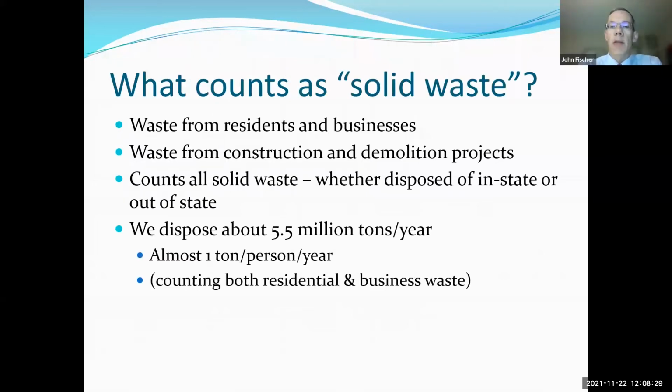So when we talk about solid waste in Massachusetts, what do we mean? There are a couple of things that fall into this category. First, all of the waste that we generate in our homes and businesses on a regular, ongoing basis, so everything that we throw out as trash over the course of the year, and also waste from construction and demolition projects. When we gather our solid waste data, we're counting all of the solid waste that we generate, whether it's disposed of in-state or out-of-state. That amounts to about 5.5 million tons a year of trash, counting everything from all of our residents, businesses, and institutions. It comes out to a little bit under 1 ton per person per year, averaging all of our residential and business waste over a full year.